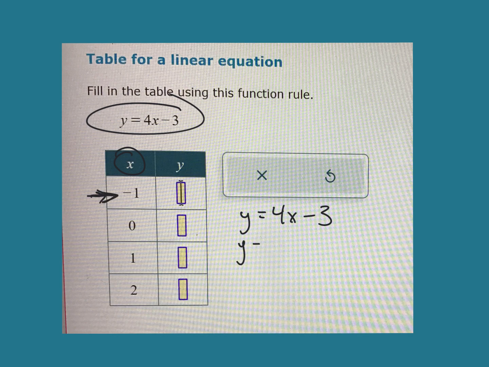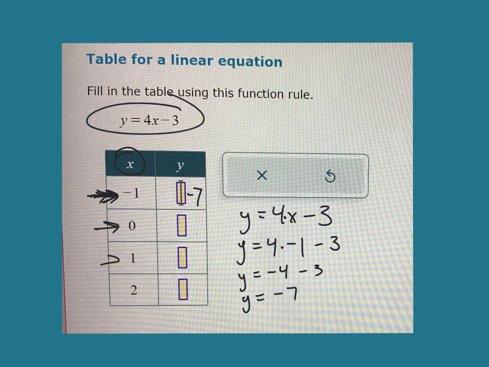So I have y equals 4, and then remember this means 4 times x, so it's 4 times, replace x with -1, still have the -3, and then we solve. Make sure you're following order of operations, we multiply before we subtract, so it's -4, and then we still have the -3. -4 minus 3 is -7, so then the answer would be when x is -1, y is -7.